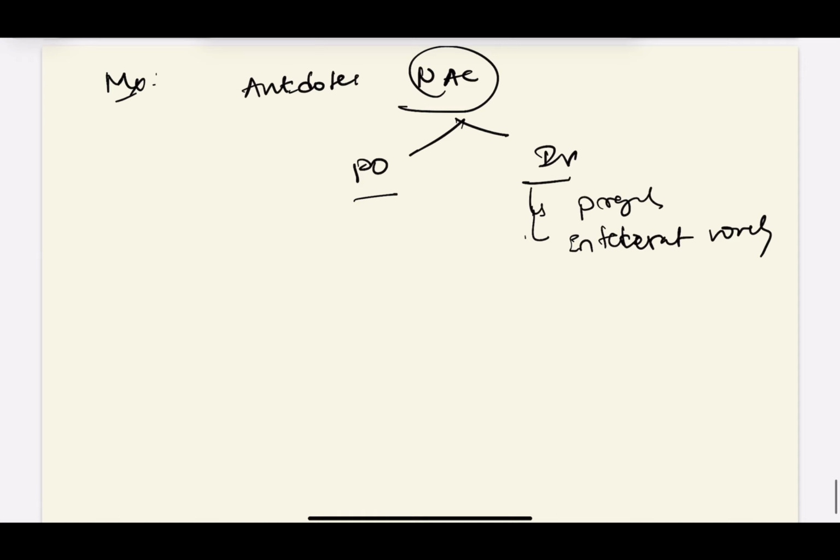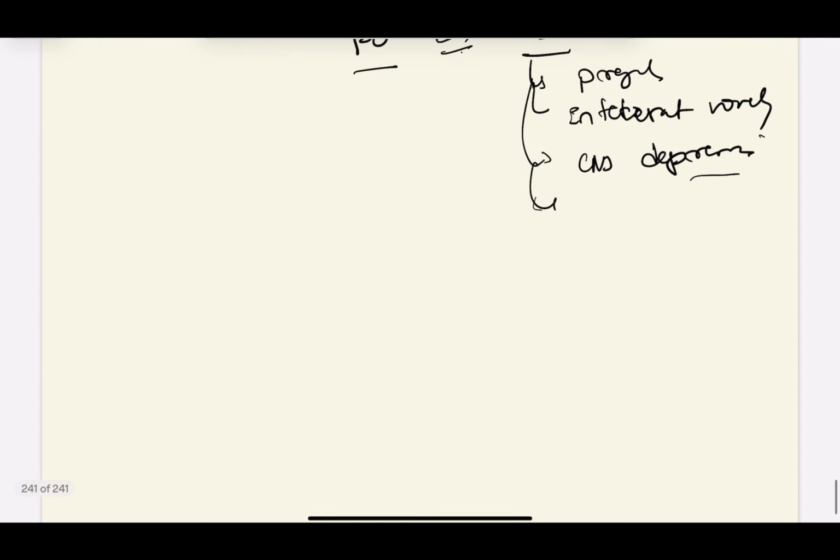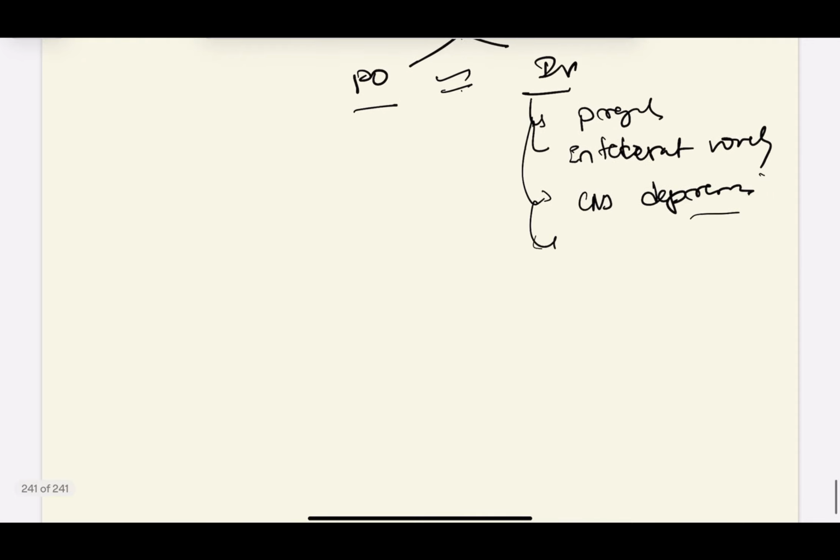And in CNS depression cases, like comatose patients, there is a risk of aspiration, so you have to give IV. Both are equally efficacious. You can start with either oral or IV. Now, how to give IV? You know the antidote.